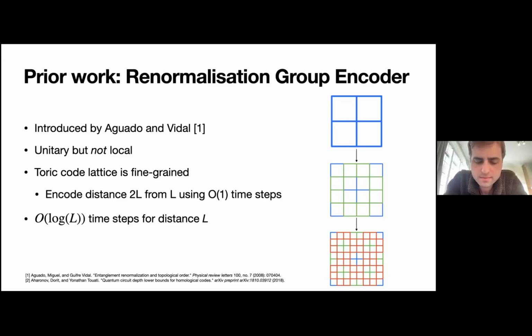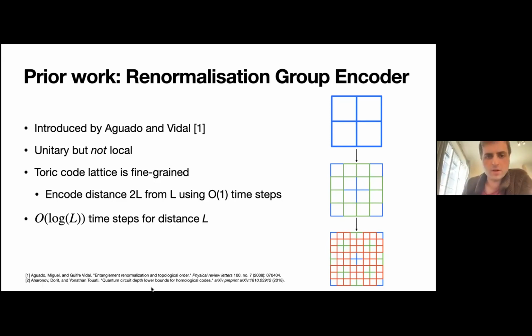Being able to do better than log L from a complexity theoretic standpoint, because there are these, I think this paper was presented at last QIP as well, on complexity of stabilizer states. Or do you mean this reference 2 at the bottom here, the quantum depth lower bounds for homological codes?